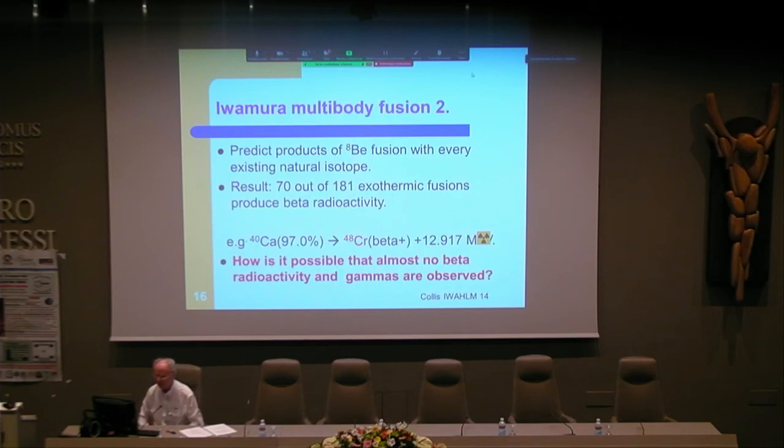We can see what happens when beryllium-8 fuses with every existing natural isotope. There are some 250 such isotopes, and 181 of them are exothermic, and 70 of those 181 produce beta radioactivity. So we expect ubiquitous radioactivity, but we don't find it. I've got an example here of calcium-40, and I used calcium-40 because Iwamura claims to have a layer of calcium oxide in his system, and we expect radioactive chromium. As I say, we don't observe it.